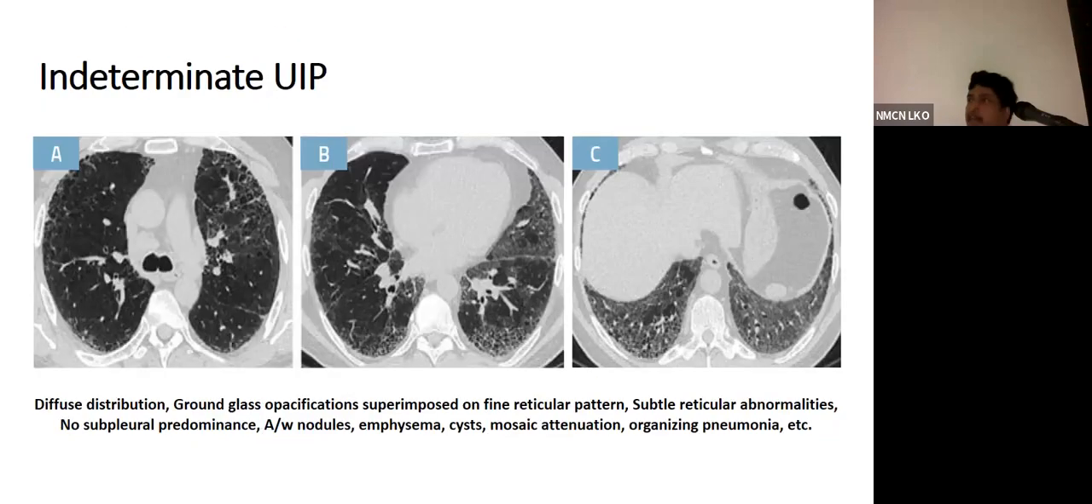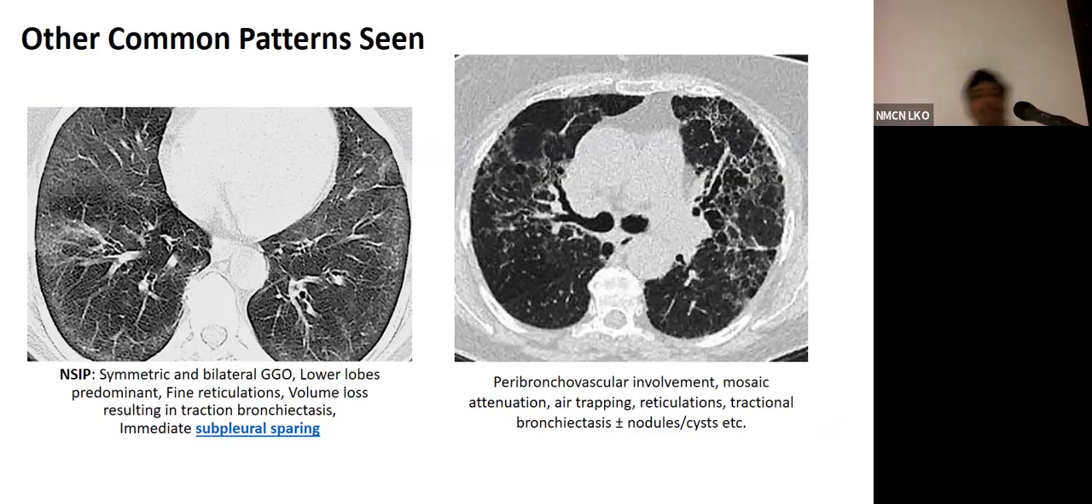And this indeterminate UIP should be evaluated further by subsequent discussion. Other common patterns that we see in HRCT chest is called NSIP pattern. It is characterized by symmetrical and bilateral GGOs, usually lower lobe predominant, fine reticulation, volume loss with areas of traction bronchiectasis, and immediate subpleural sparing.